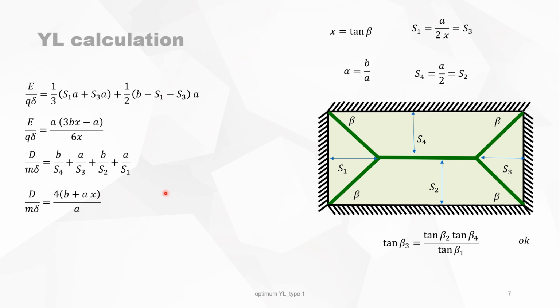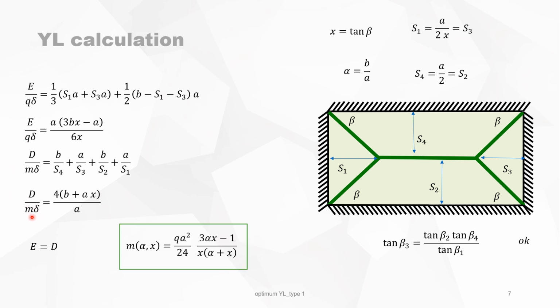Now we know that the work done by external forces must be equal to the work done by the internal forces. So E is equal to D, and we can get M out of this equation, and M is then a function of alpha. Alpha is B over A, that makes it easier to handle. Alpha is B over A, and X is the tangents of beta, the tangents of this angle. So now we have a formula which gives us the bending moment. It's not yet the maximum bending moment. It's just the bending moment related to a certain yield line pattern.